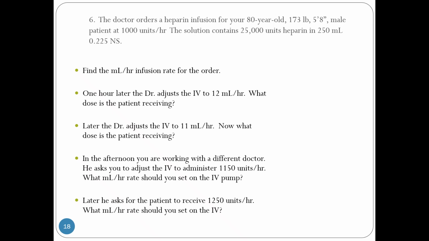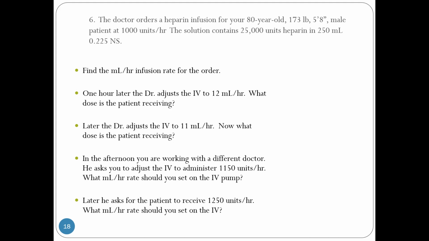Hello. For our sixth example of titration, we're looking at a med that we have looked at earlier in the semester, and that is heparin. So first off, we'll read and then we'll discuss some of the details. The doctor orders a heparin infusion for your 80-year-old, 173-pound, 5'8" male patient at 1,000 units per hour.